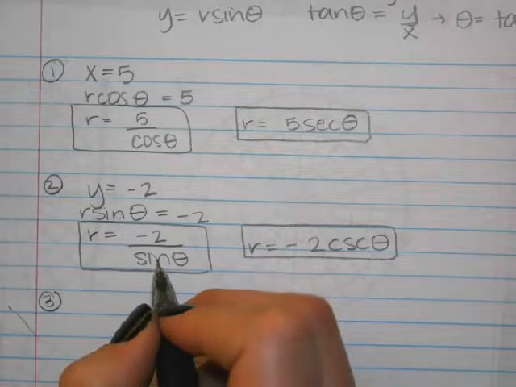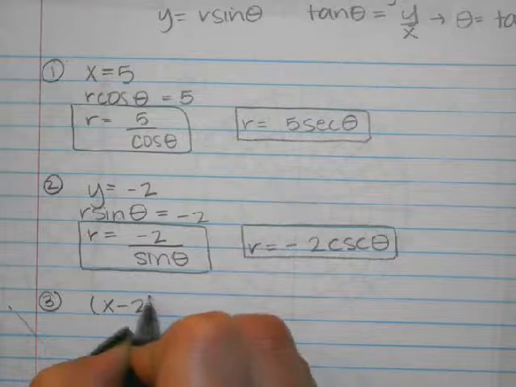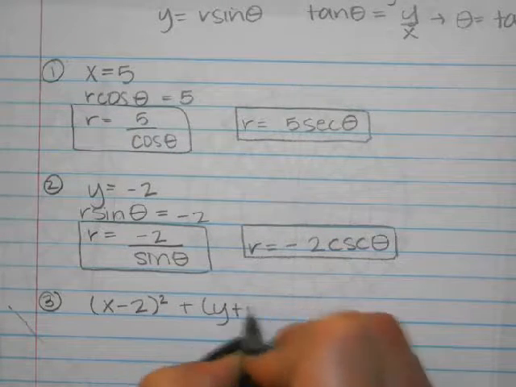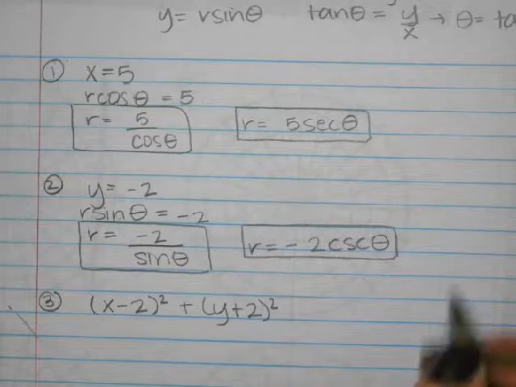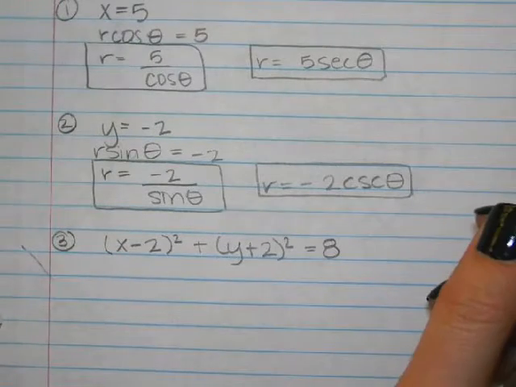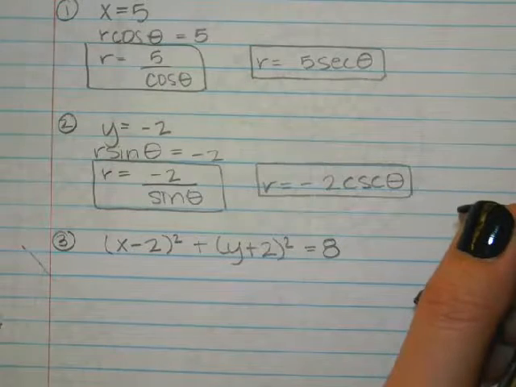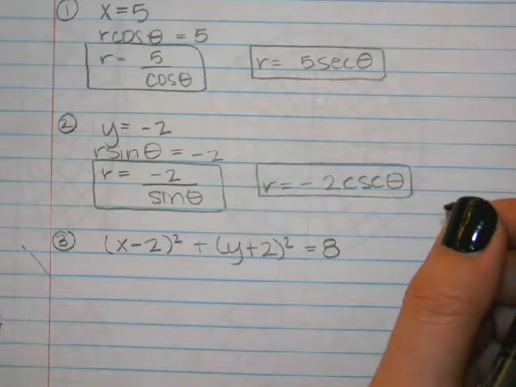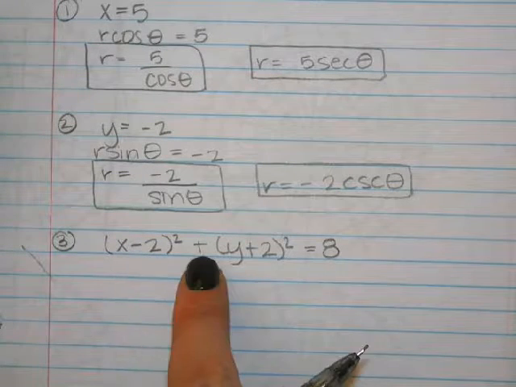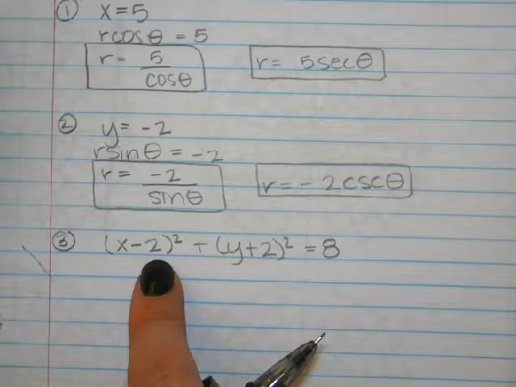We're going to do one that's a little bit more difficult. Okay. We're going to do x minus 2 squared plus y plus 2 squared equals 8. So this is different than the ones that we had on the video notes even, because the video notes would have had like x minus 2 squared plus just y squared, right? But if you look at your notes, what was the first step?